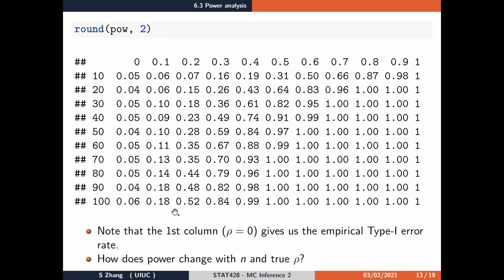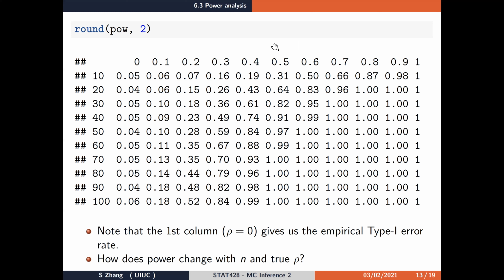Based on this table, you can try to find some patterns and see how the power changes as we change n and the true correlation between x and y. One thing you might observe is that as your correlation gets stronger and stronger, the power of the test increases. Also, as your sample size gets larger and larger, your power also increases. Recall that our problem was to find out, given that the correlation between x and y is 0.5 or larger, what will be a sufficient sample size n so that we can achieve a power above 0.8.